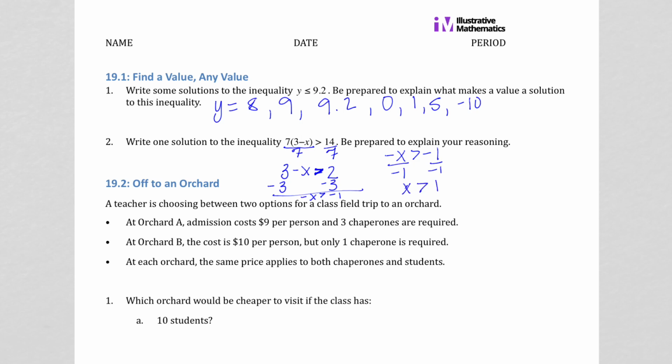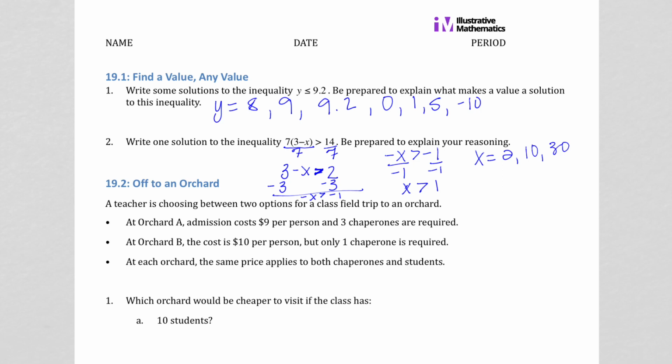So any value that is greater than 1 will make this inequality true. So we can say x equals 2. Let's say 10, 30. If I plug in any of those values, then, oh wait, I divided by a negative. Let's see why I did this wrong. This is why you flip your sign whenever you divide by a negative. It's been a while since we've done this.